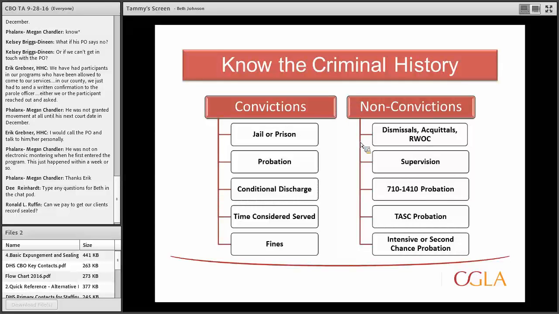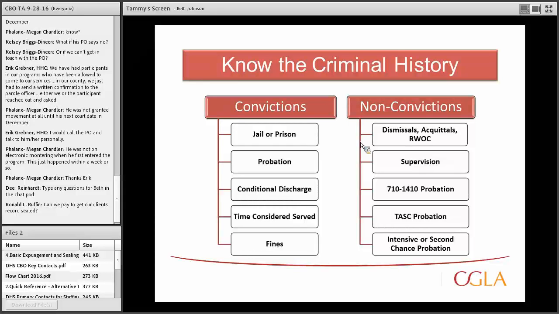Okay. And so after you receive your police records, as we talked about in the very beginning, you need to know what actually happened in court. So that's your court records. And these are the two avenues that happen when somebody is charged in court. You either receive a conviction or you receive a non-conviction.